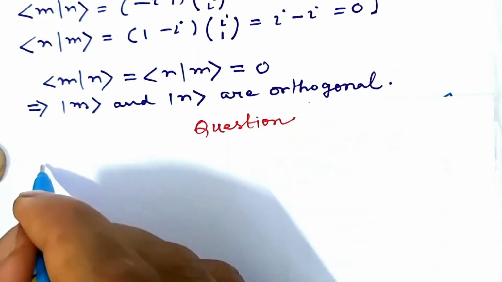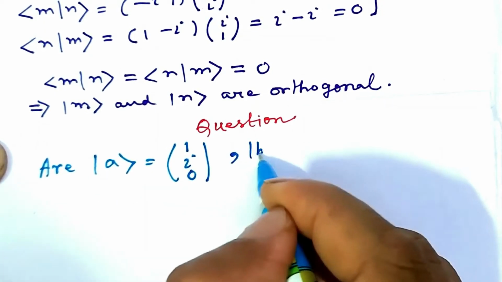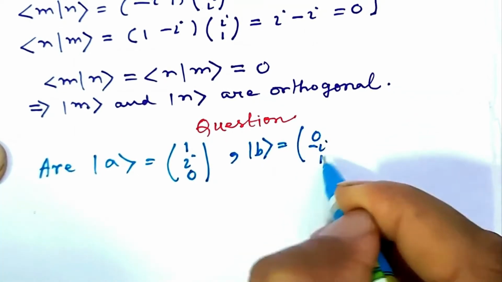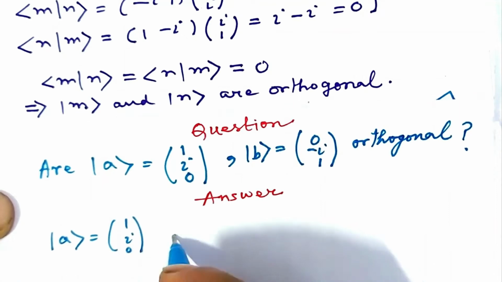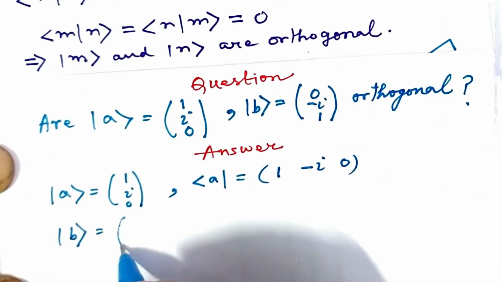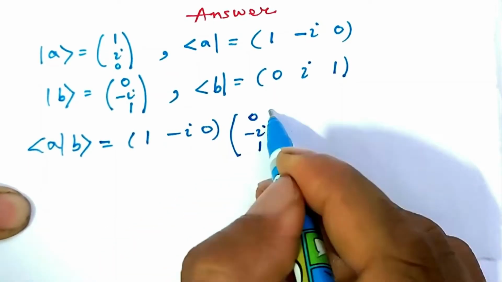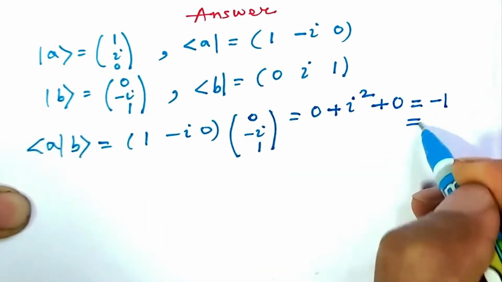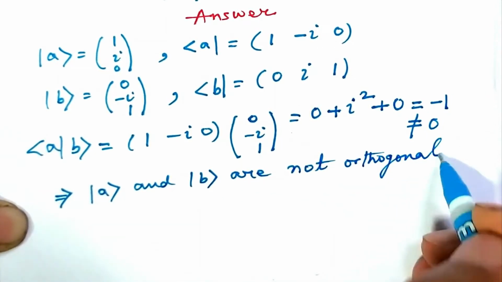Next question: are ket A equal to column 1 i 0 and ket B equal to 0 minus i 1 orthogonal? The answer: bra A and bra B are obtained from ket A and ket B respectively. Bra A ket B is minus 1, that is not equal to 0. Hence, ket A and ket B are not orthogonal.